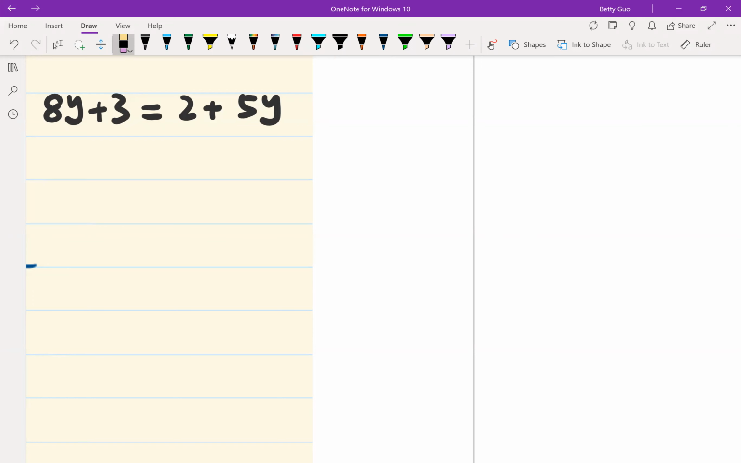It seems like you like this method. That's correct. So 8y equals -1 plus 5y. But you need to have a goal. What's your goal? Your goal is to isolate the y on the left, right? Now you have 5y on the right. You need to get rid of 5y from the right-hand side first. How do you get rid of it?